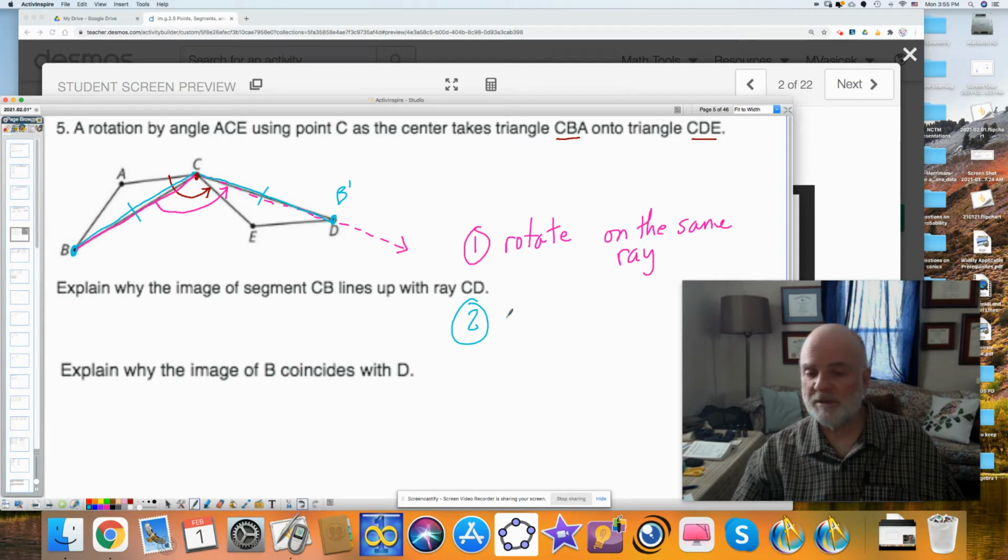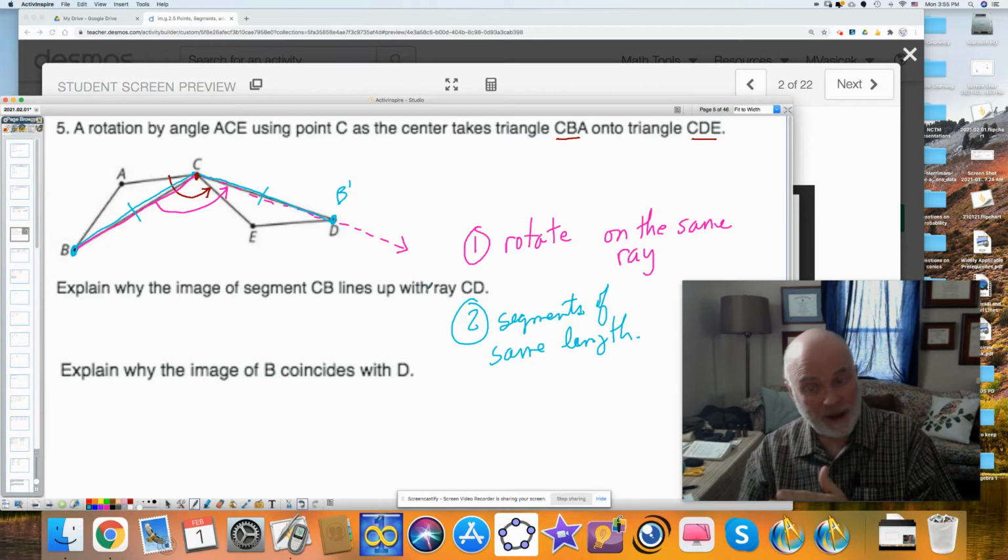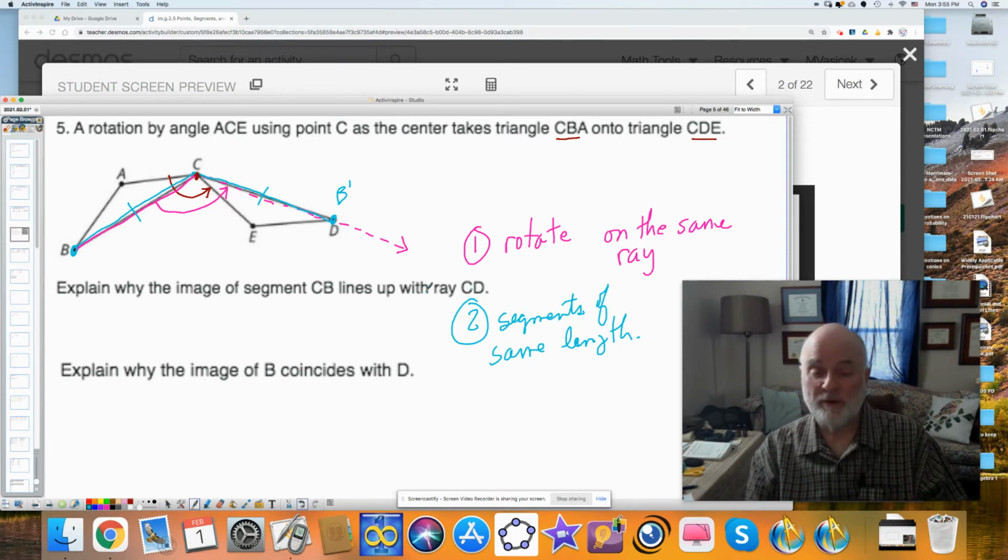The second part of this is that when you have segments of the same length, they have to match up because they're on the same ray and they're the same distance from the endpoint of the ray. And you will see this again in today's lesson.